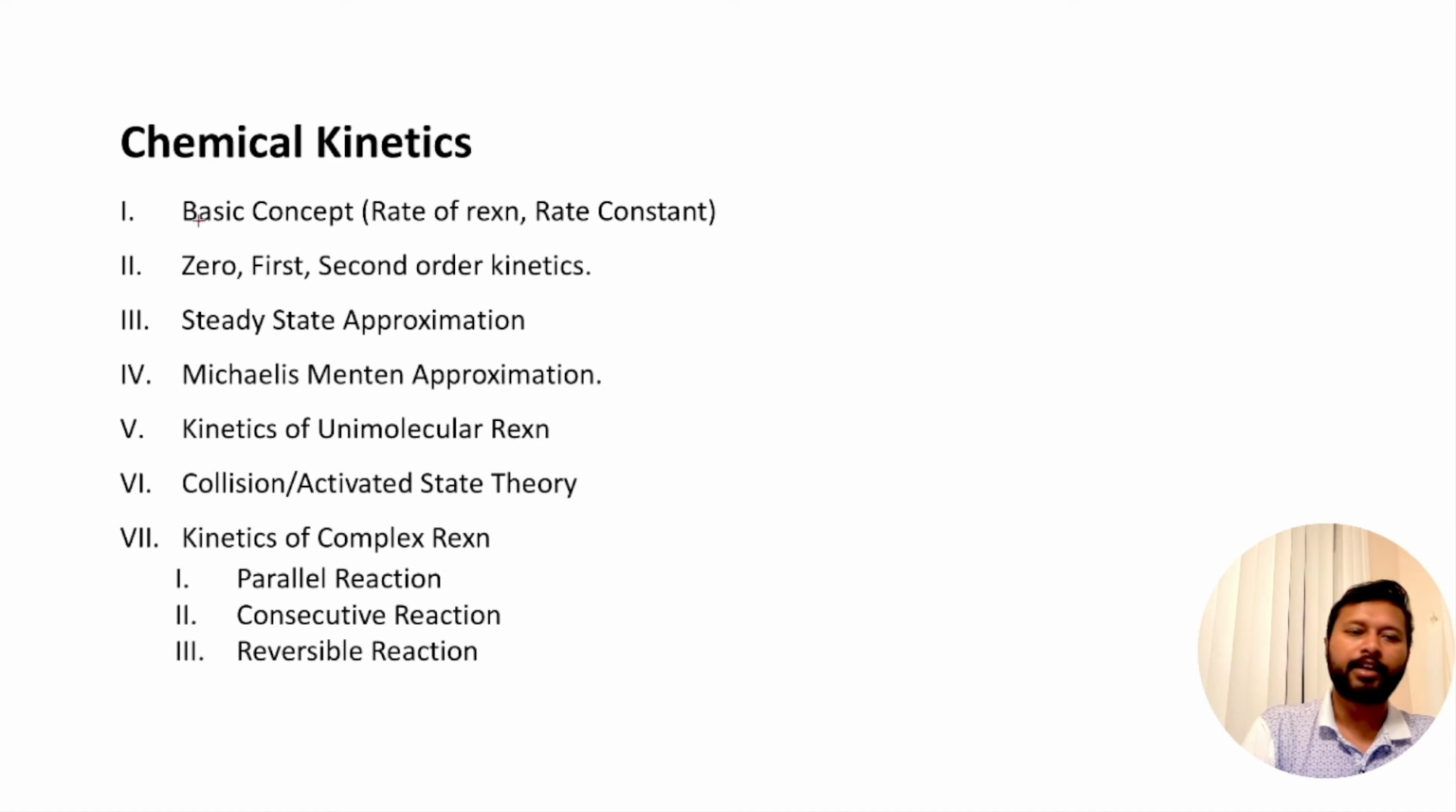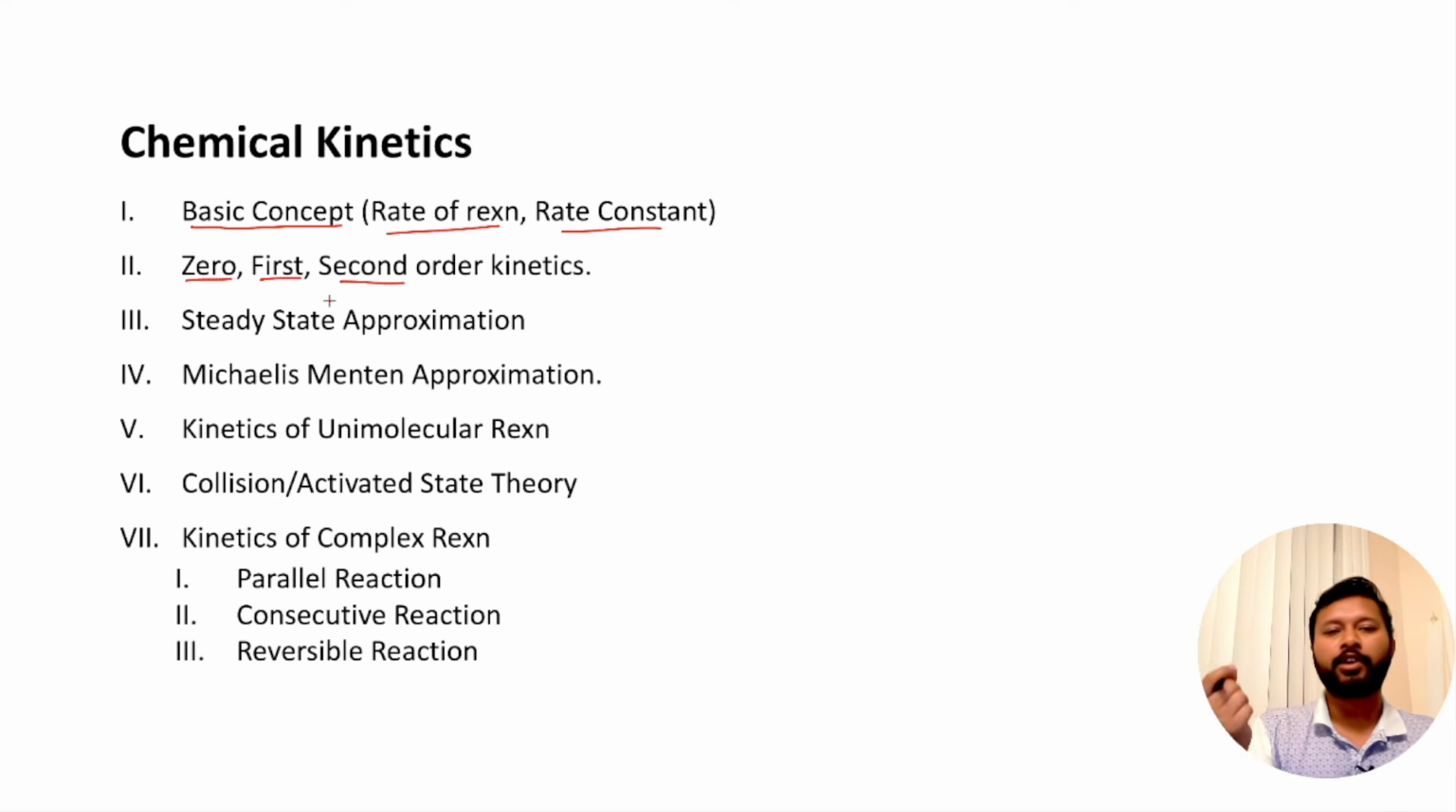So in chemical kinetics, of course, basic concepts include your rate of reaction, rate constant related equations and all. In your syllabus, you have zeroth order, first order and second order kinetics. You also have third order kinetics, but the numericals are generally asked from zero, first and second order. Third order has been asked just once or twice, so it's not repetitively asked. But you should know a general equation of calculating for the nth order.